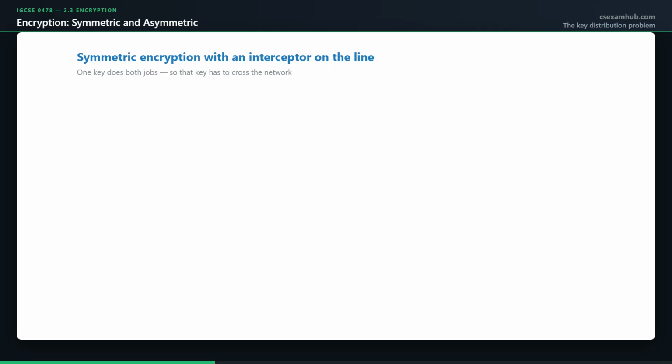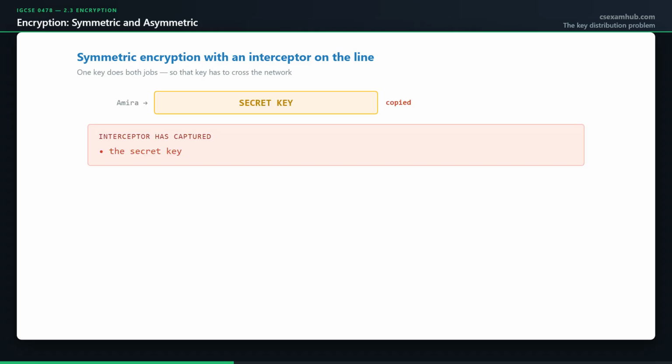Amira wants to send a confidential message to Ben using symmetric encryption, and somewhere along the network there is an interceptor copying everything that passes. First, Amira has to get the secret key to Ben, and the only route she has is the network. So the key crosses, and the interceptor copies it. Notice that nothing has gone wrong yet in the sense of a fault. The system is working exactly as designed.